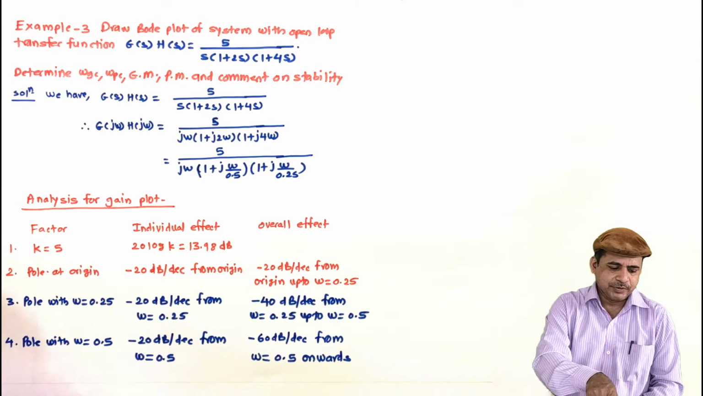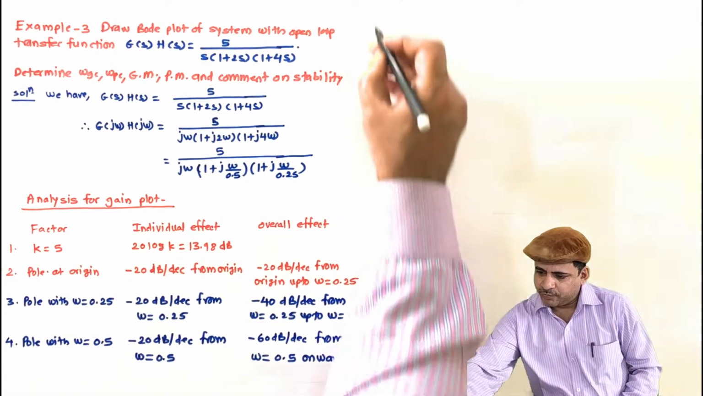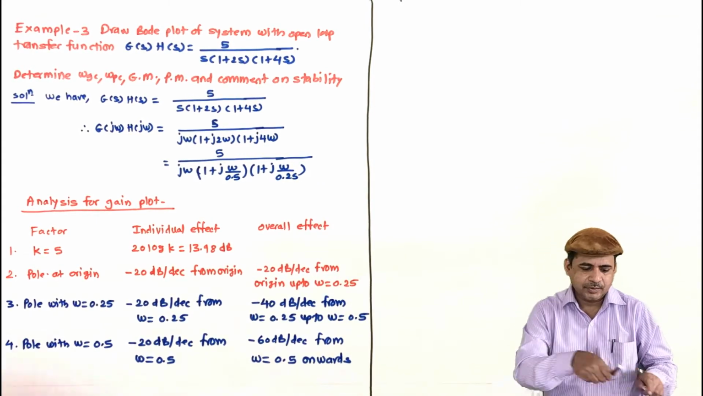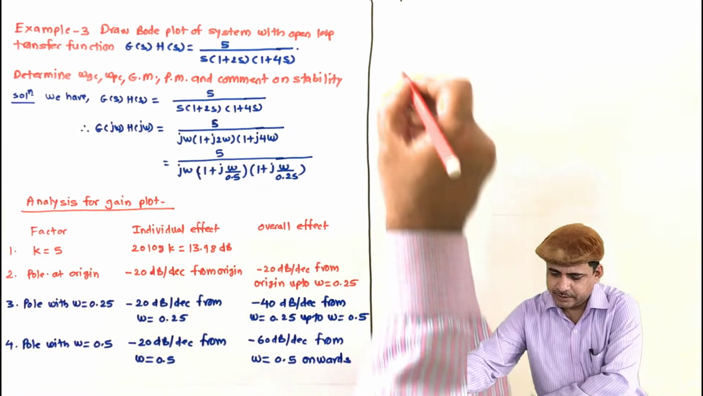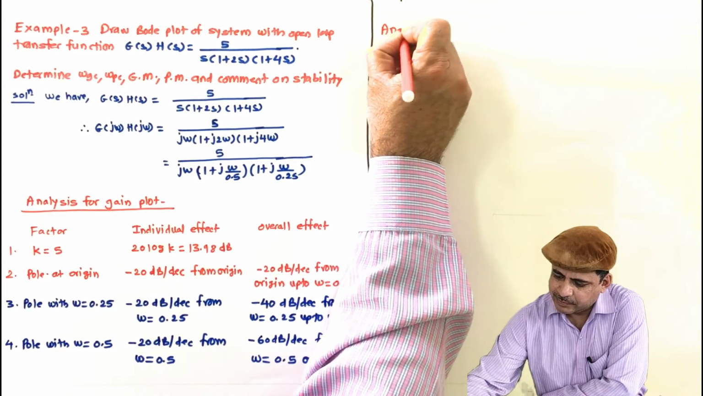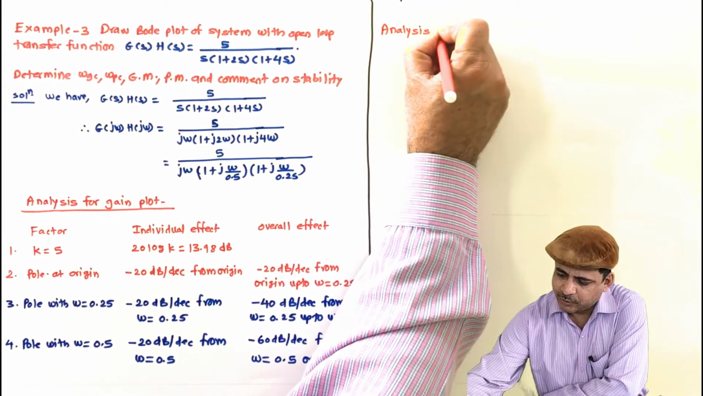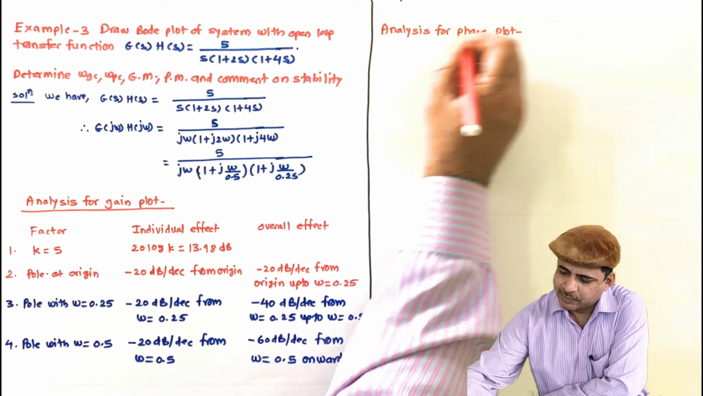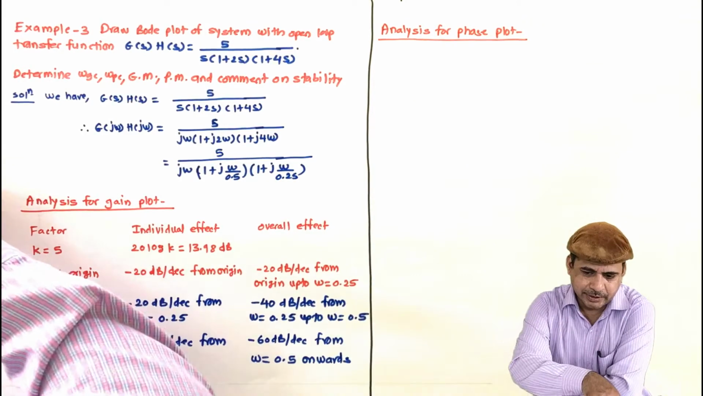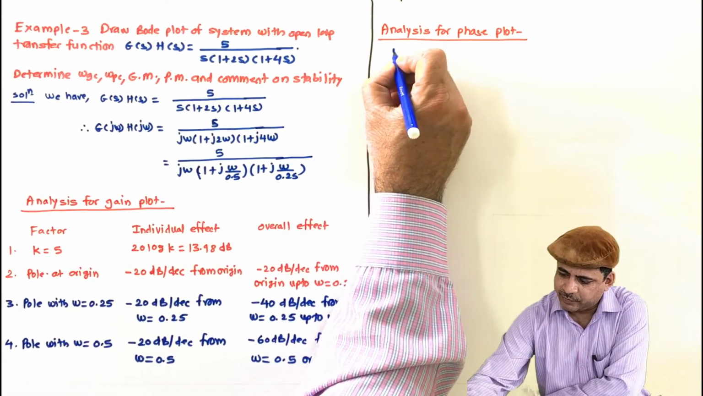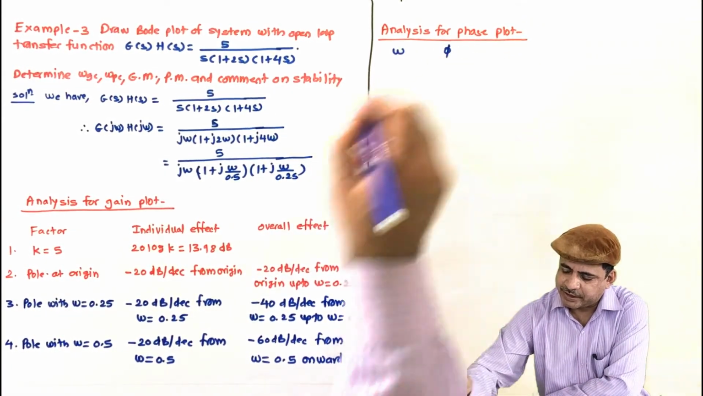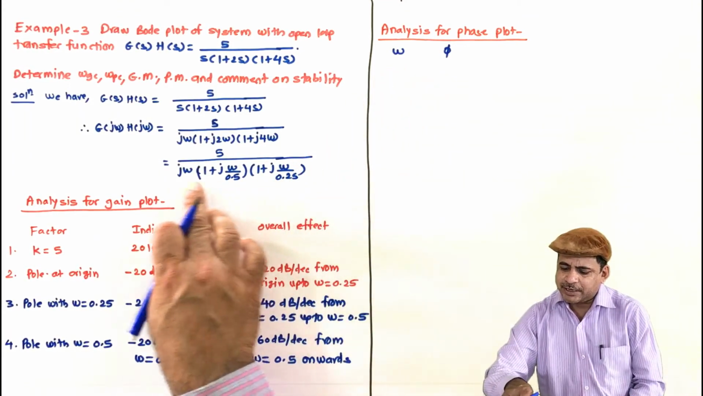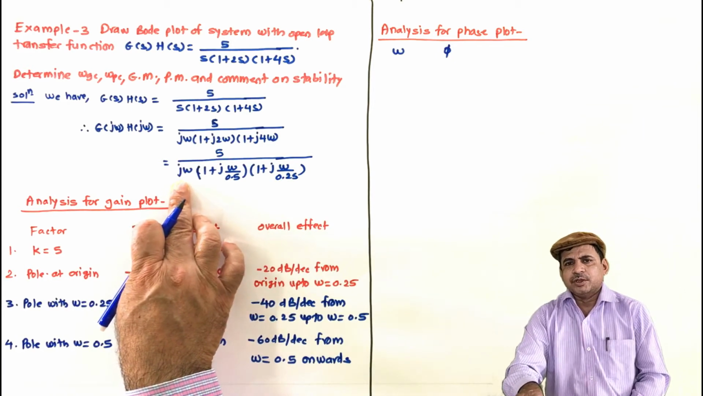So this is the effect of the factors on the gain plot. Next is the analysis for the phase plot, and here we need to consider different frequencies and corresponding phase angles. So again we will start. How do we consider this range? The starting is omega equal to 0, but that we cannot take.